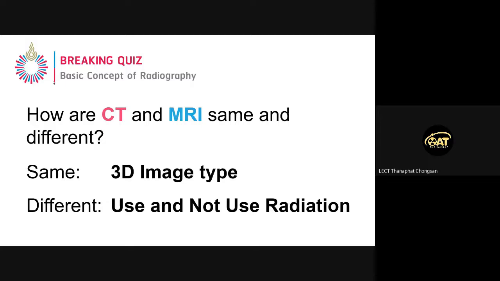Okay, how are CT and MRI the same and different? Answer: the same is that CT and MRI give 3D image types, and the difference is that CT uses radiation, but MRI does not use radiation.